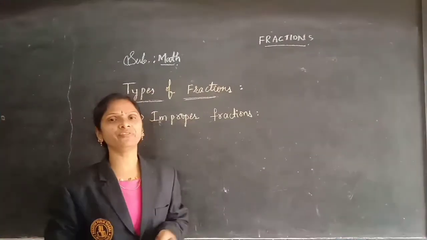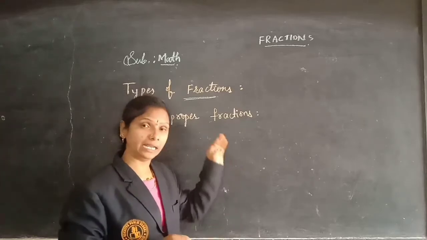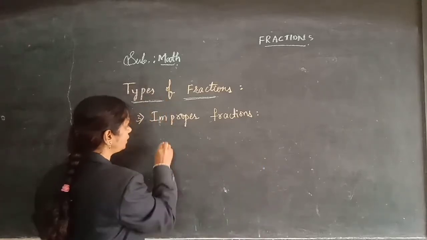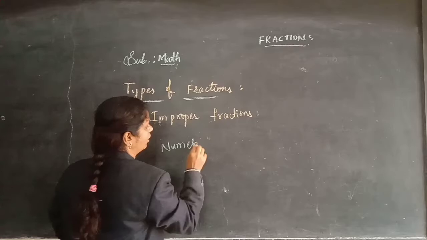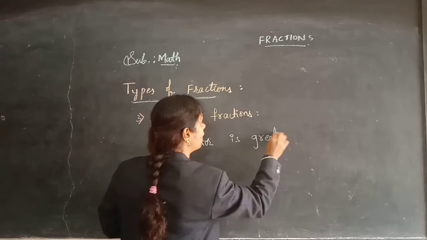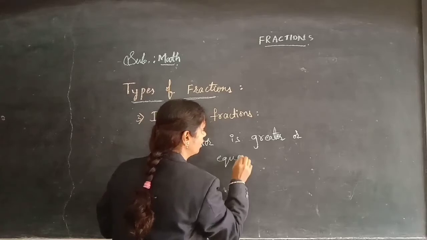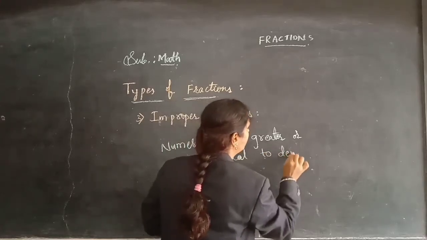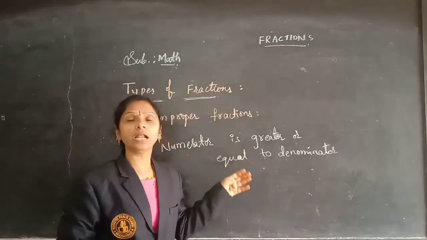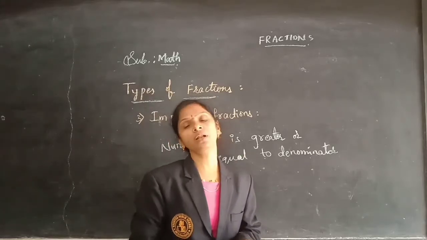Next one is improper fraction, children. Improper fraction means if the numerator is greater than or equal to the denominator. Here numerator is greater or equal to denominator. So numerator is greater or equal to denominator means that type of fractions are called improper fractions.